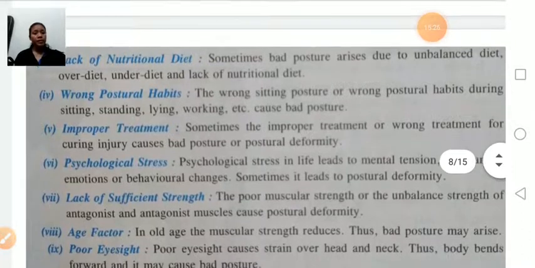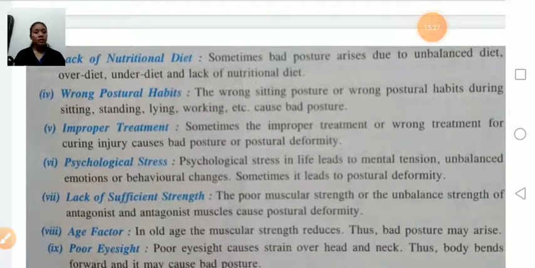Improper treatment. Sometimes improper treatment or wrong treatment for curing an injury causes bad posture. Sometimes for curing the injury को ठीक करने के लिए we take a treatment, and if the treatment is wrong, then it will lead to posture deformity.